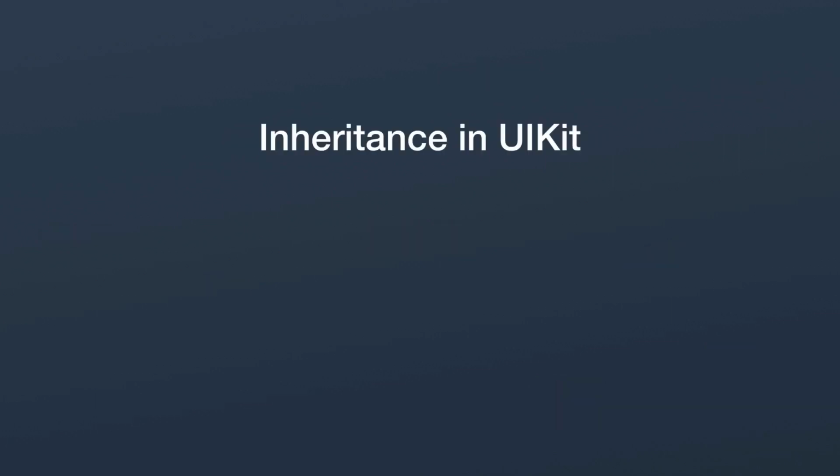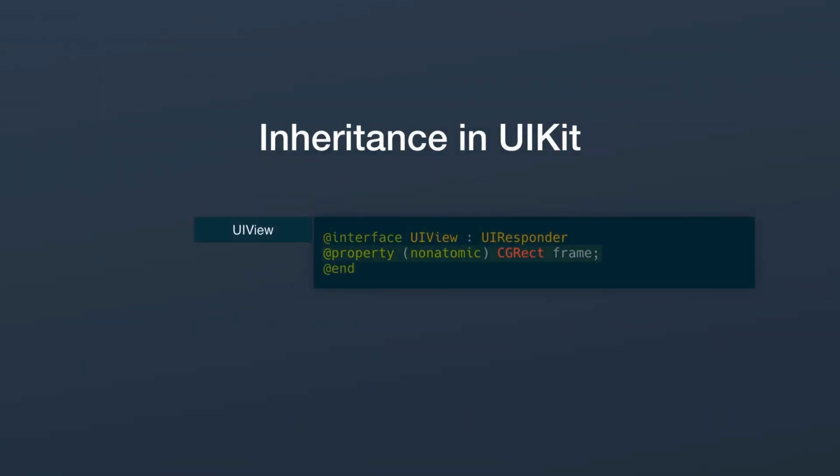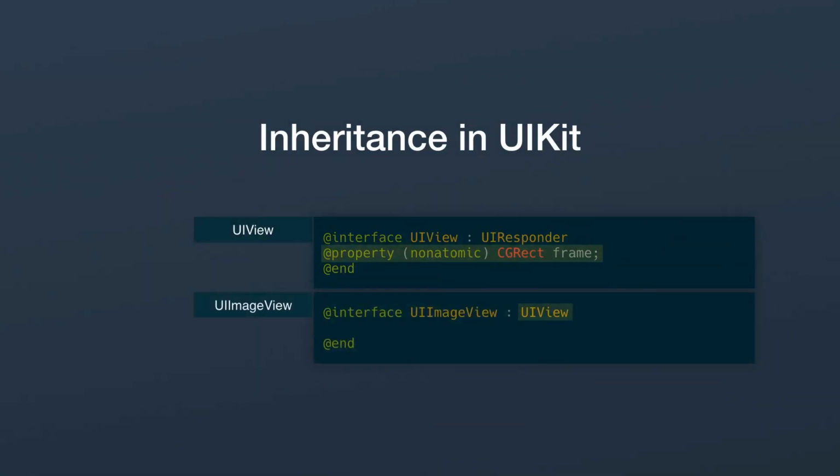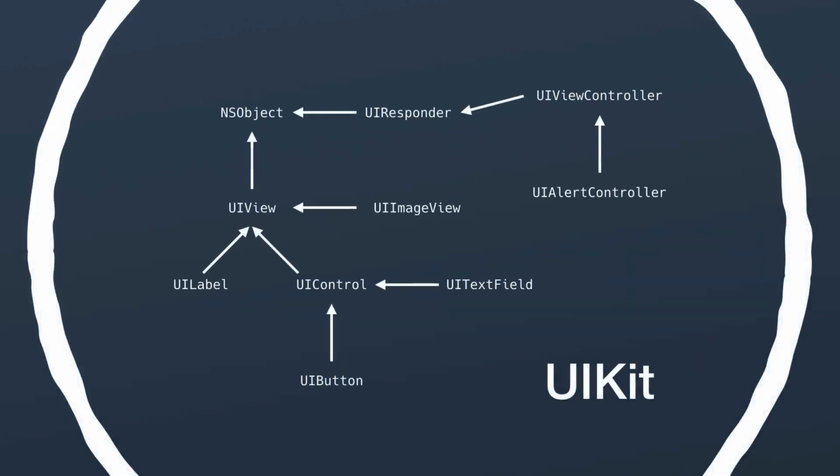Another thing that would be good to know is how important inheritance is in UIKit. For example, because the class UIView has a property called frame, any class that inherits from UIView will also have a frame property, even if it isn't explicitly declared in the interface. And the reason I say that is because just about everything in UIKit inherits from another class in UIKit. It's just something to keep in mind, and it's great to understand.